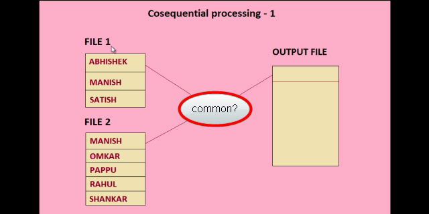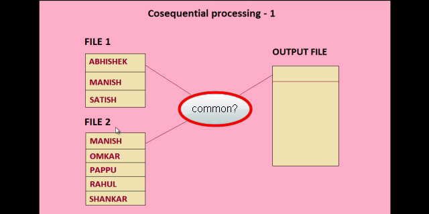In the first diagram, as you can see, there are 3 names in the first file, file 1, and 5 names in the second file, file 2. Initially, read first names from both the files. That is, I will read Abhishek from the first file and Manish from the second file. Now, there are only two possibilities. Either the names are equal or they are not equal. If the names are equal, then write it to the output file and read the next names from both the files.